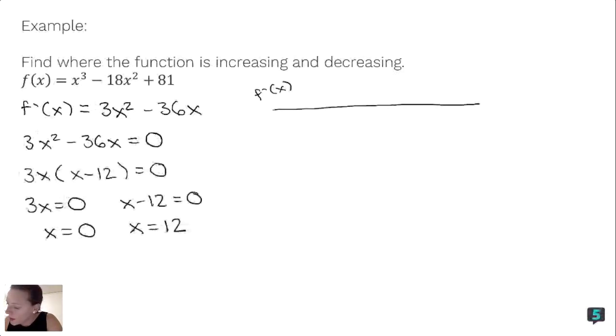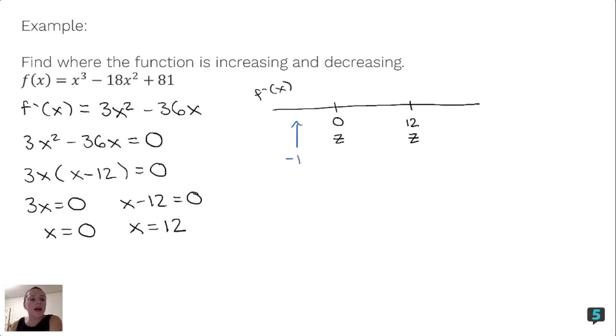And I am putting on my number line 0, which came from my derivative equaling 0. So I put a Z under it. And I am putting 12 with a Z under it as well. No endpoints, no DNE. We're good to go. Okay. So now I need to test a number in each interval. Okay. Negative infinity to 0. Let's go with -1. Keep it simple.